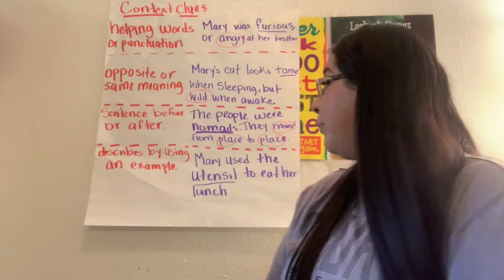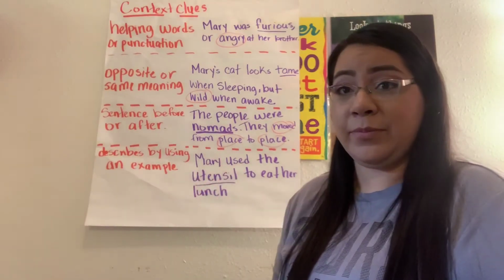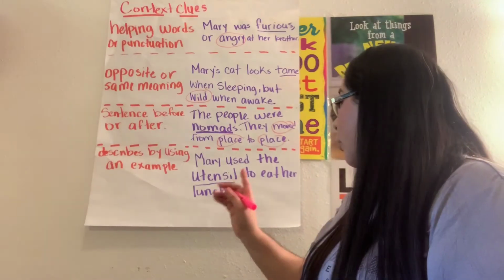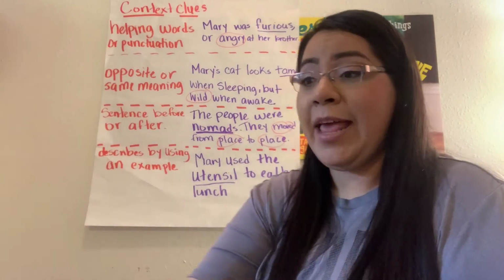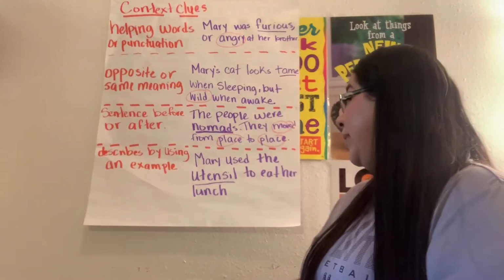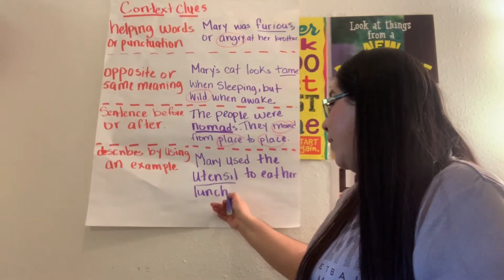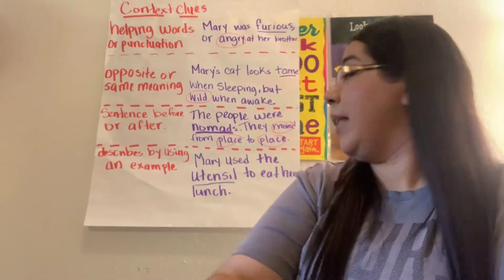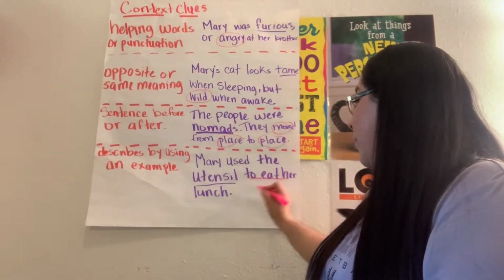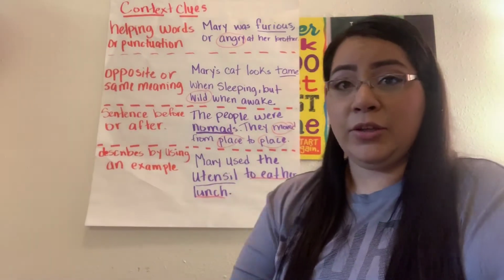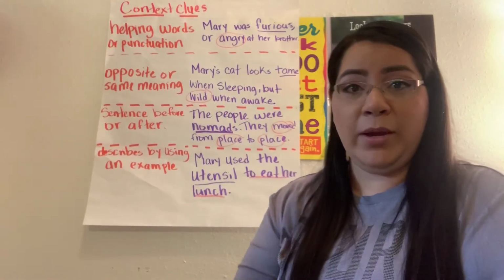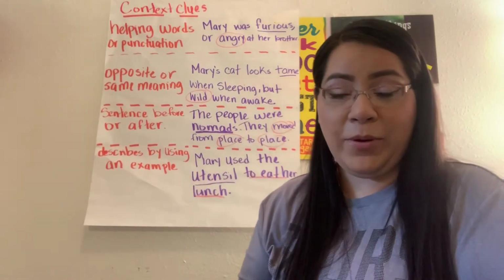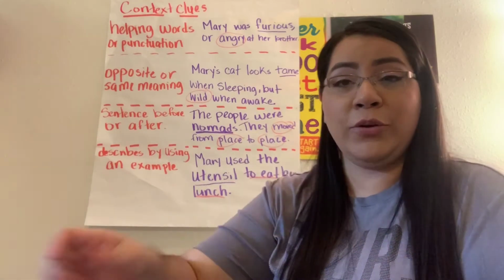For example, Mary used the utensil to eat her lunch. Now, in this case, they don't tell us what utensil is. They don't give us an antonym or synonym, but all they gave us was that it's something to eat her lunch. So obviously you're like, a utensil, maybe it was a spoon, maybe it was a fork, maybe it was a spork, whatever it was, it's something she uses to eat.